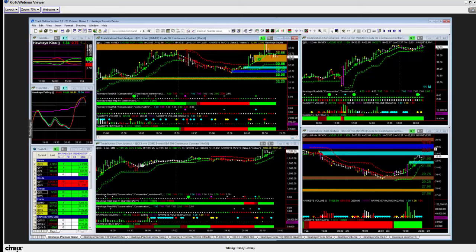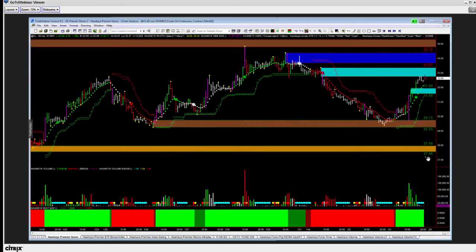The orange zone is pretty large. It looks like it's about a 40-cent zone right here. This orange zone is, yeah.